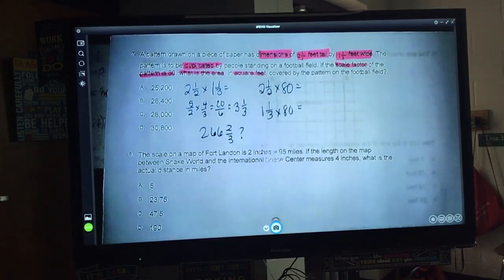But you don't have enough paper. That's okay. 200 over 2 and 320 over 2.